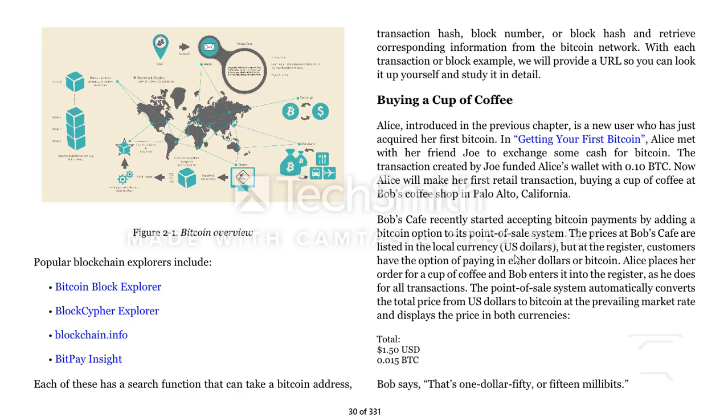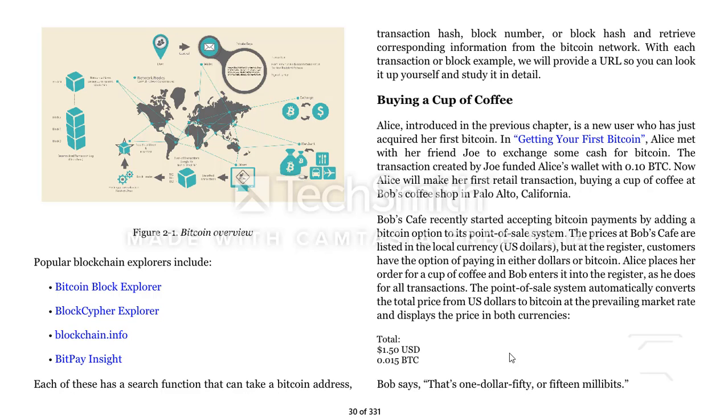The prices at Bob's Cafe are listed in the local currency, US dollars, but at the register, customers have the option of paying in either dollars or Bitcoin. Alice places her order for a cup of coffee and Bob enters it into the register, as he does for all transactions. The point-of-sale system automatically converts the total price from US dollars to Bitcoin at the prevailing market rate and displays the price in both currencies. Total: $1.50 US dollars, 0.015 BTC. Bob says, that's $1.50, or 15 millibits.